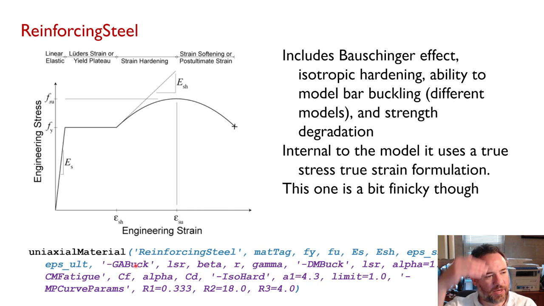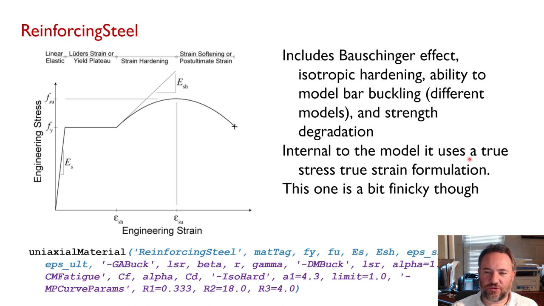So when you have, at the base of a column, for example, you're yielding and you have some kind of spalling of the concrete, and the reinforcing bars get exposed, and then they can actually buckle in compression. You can try to model that effect. There are two different buckling behaviors here. There is isotropic hardening. There are all sorts of different parameters that you can include here. I would warn you a bit, you can try to use this model. It might be good for the first part of the project.